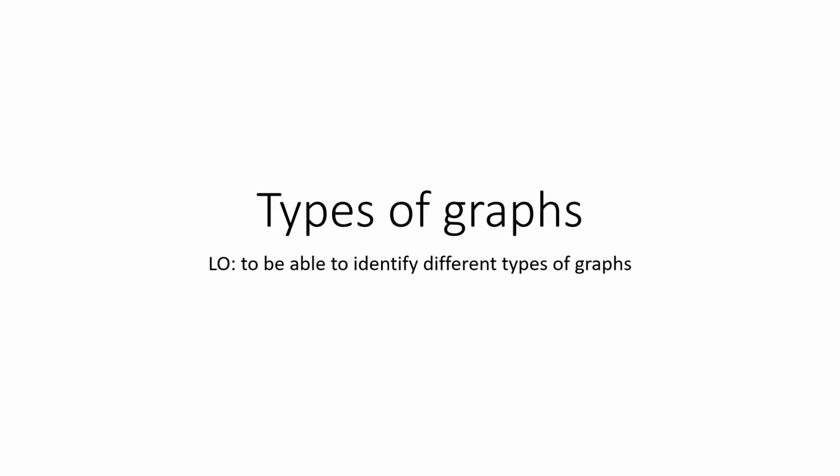Types of graphs. Today we're going to be working on different types of graphs. We've already met linear graphs and quadratic graphs. Today I'm going to introduce you to some others. And our learning objective is going to be able to identify different types of graphs.